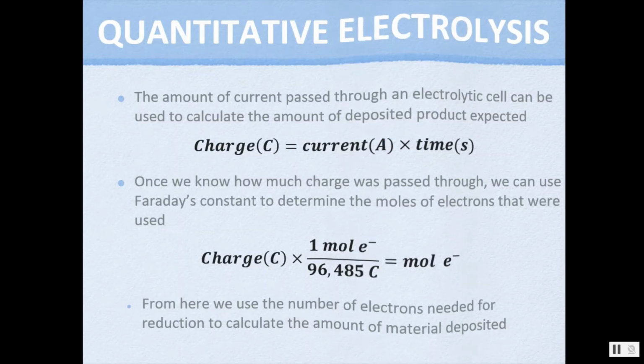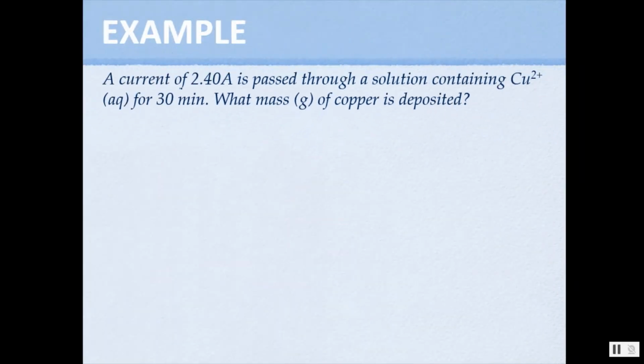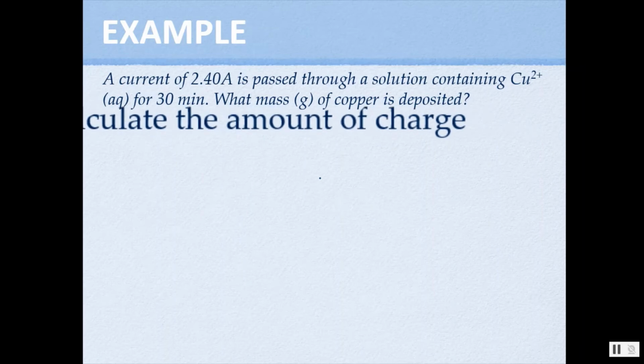So let's do an example of this. If we have a solution of copper and we subject it to 2.4 amps of current for 30 minutes, what is the mass of copper that we create?